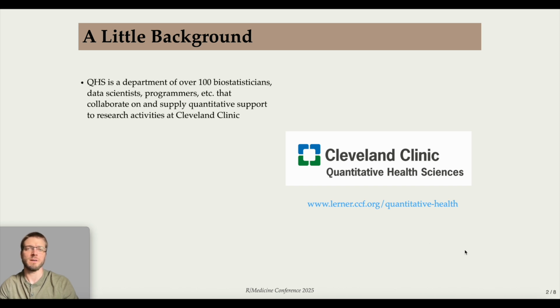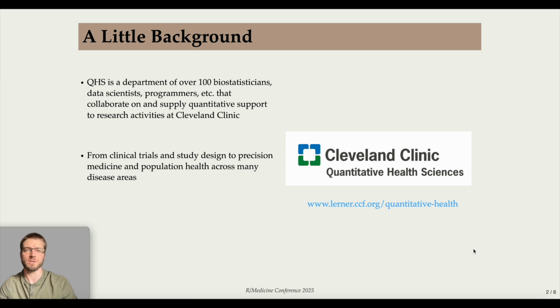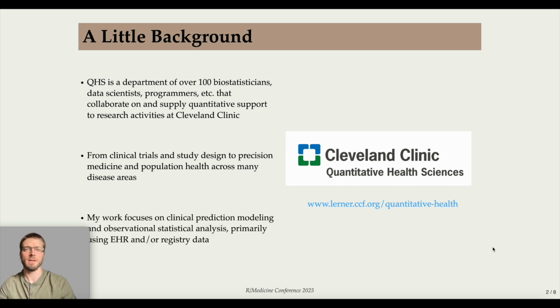So, I'm part of a department called Quantitative Health Sciences, which has over 100 statisticians, data scientists, statistical programmers, researchers, and our primary function is to provide quantitative and statistical support to all the different research activities that happen throughout Cleveland Clinic. So we work on things like clinical trials and study design all the way to precision medicine, population health, and really spanning a wide range of disease areas. And so my work focus is mainly on clinical prediction modeling and a lot of observational statistical analysis, primarily with electronic health record and registry data.